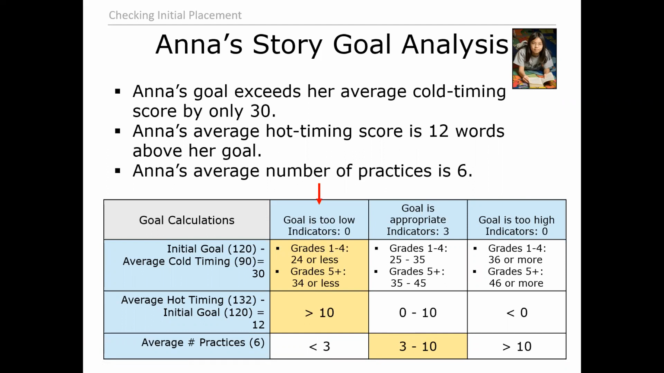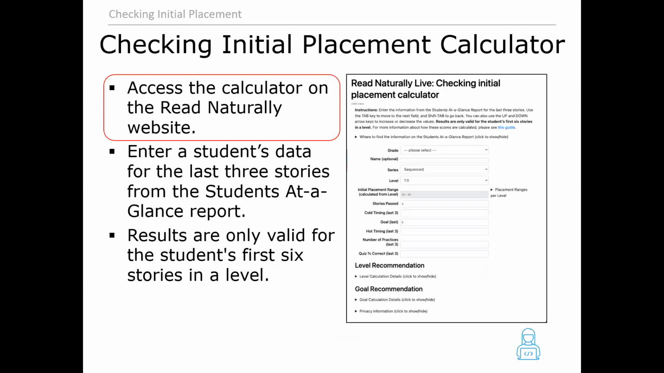All of this information, all of these tables, are available to you in what we call the Checking Initial Placement Calculator. So coming through in your chat box now is a link to our Checking Initial Placement Calculator that is on our website. Okay. That calculator is accessible to anyone at any time from our company website. All you need to do is run that Students at a Glance report, take the data from that report and enter it into the fields on our website on this calculator.